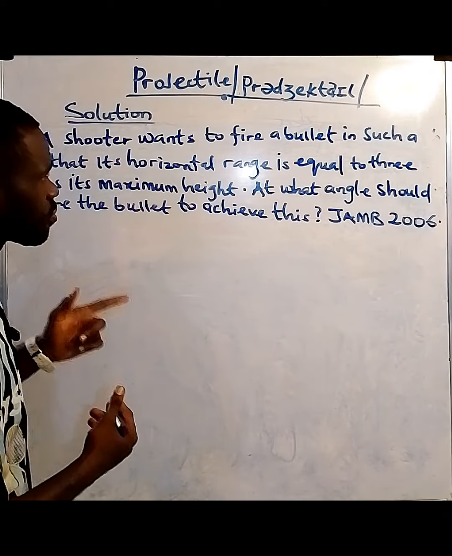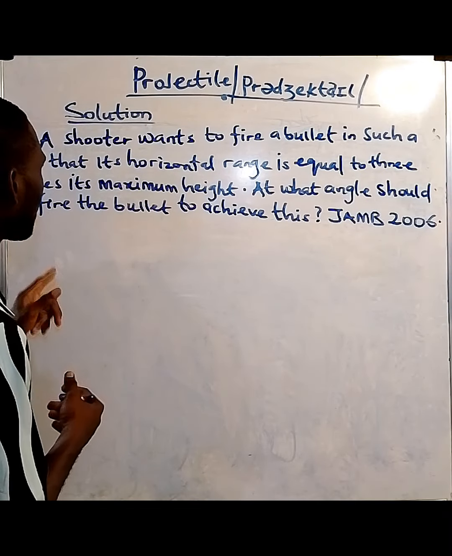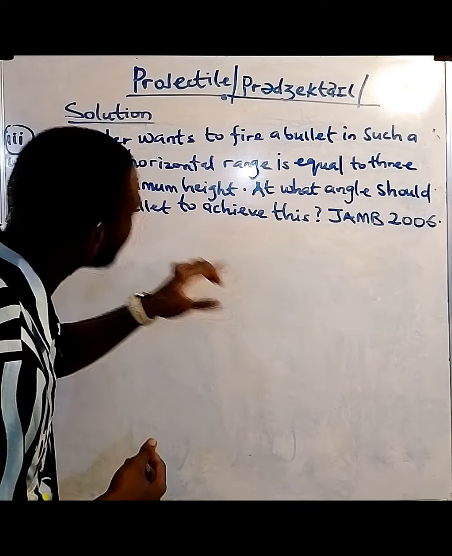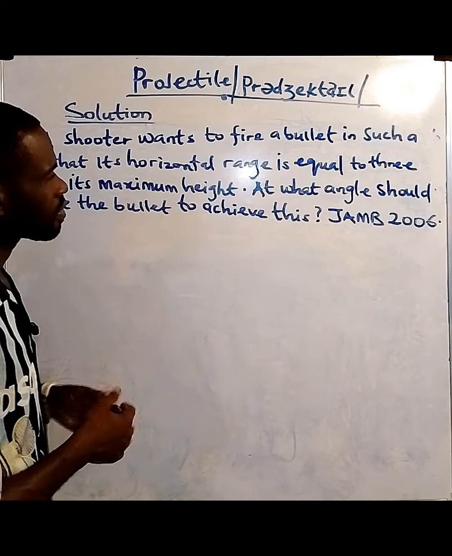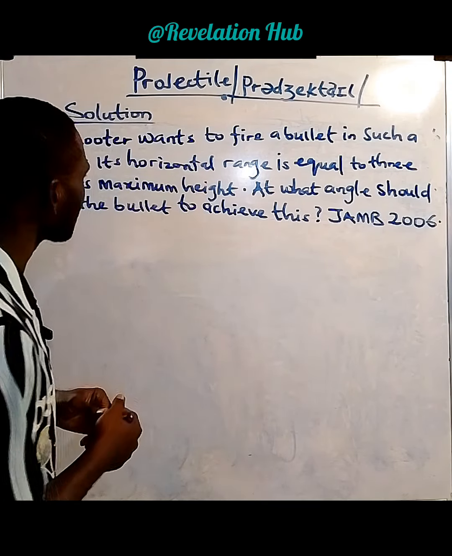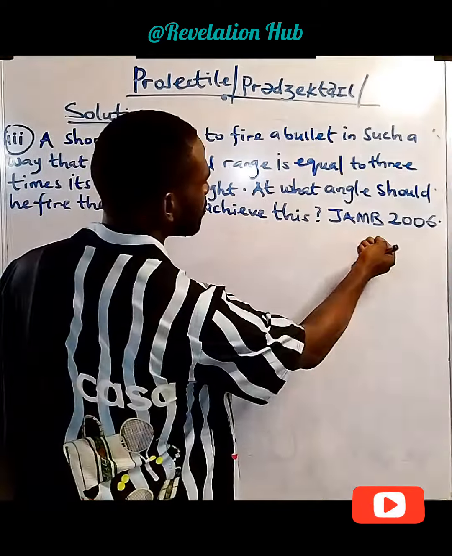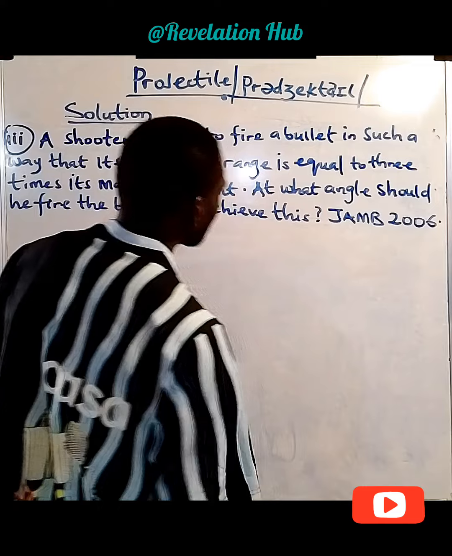A shooter wants to fire a bullet in such a way that its horizontal range is equal to 3 times its maximum height. At what angle should it fire the bullet to achieve this? Now, this question was given to some JAM students in the year 2006. So how do we solve this?